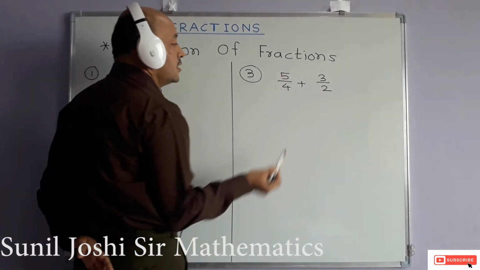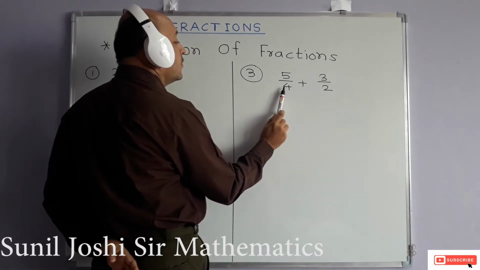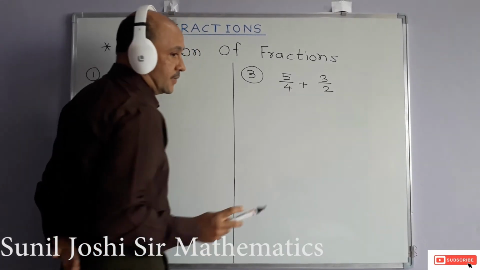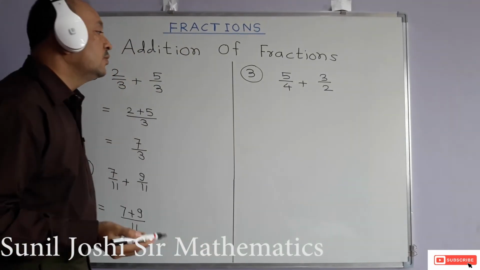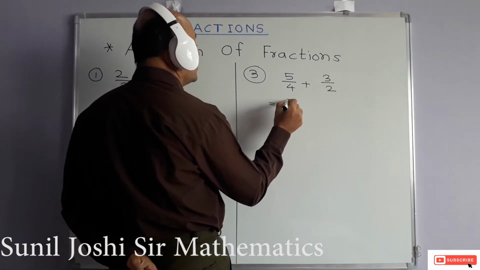So there are two methods. Either we are doing by cross multiplication method or we are making the denominator same. By two methods we are going to solve this example. So let us use the first method.